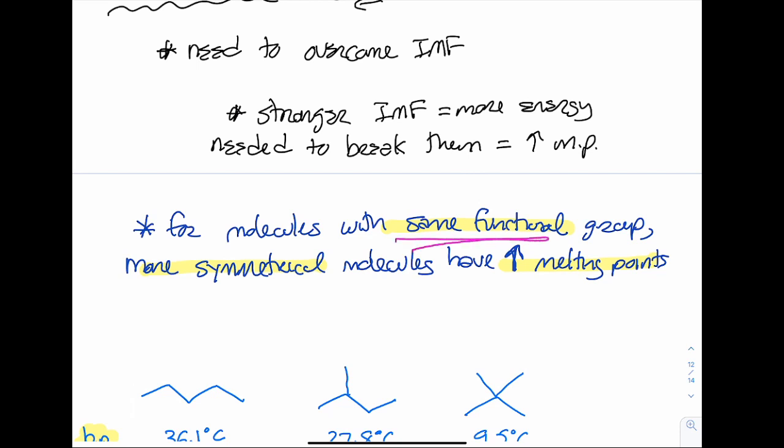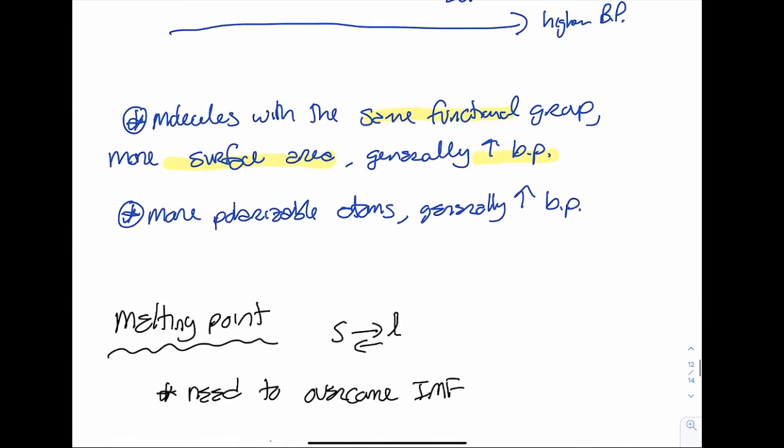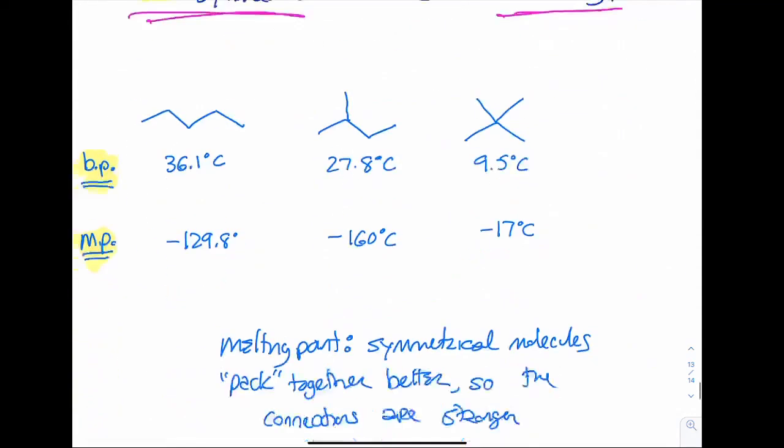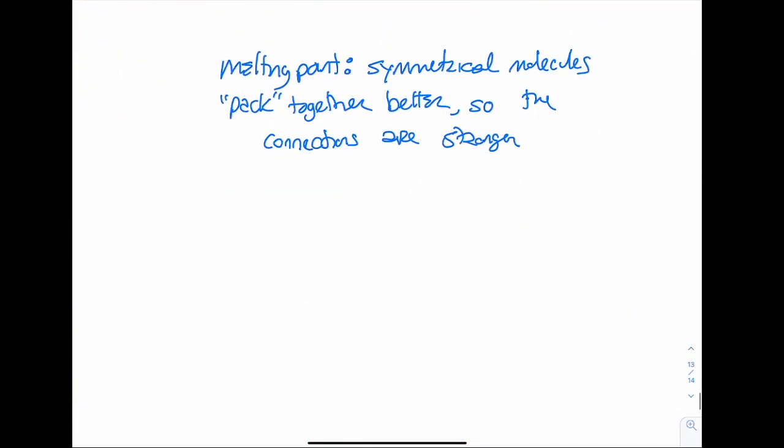So same functional group, more symmetrical, higher melting point. Same functional group, more surface area, higher boiling point. The next property we're going to talk about is solubility.